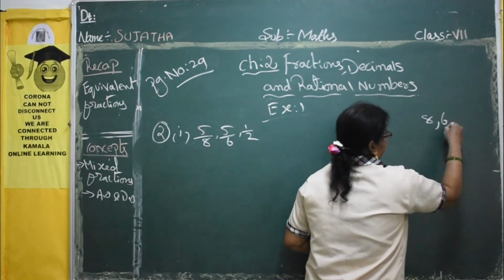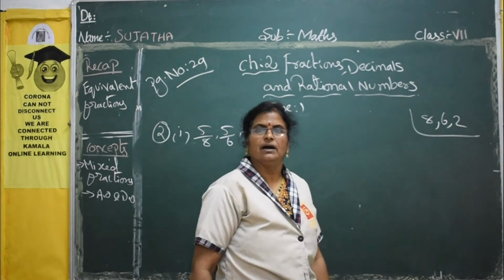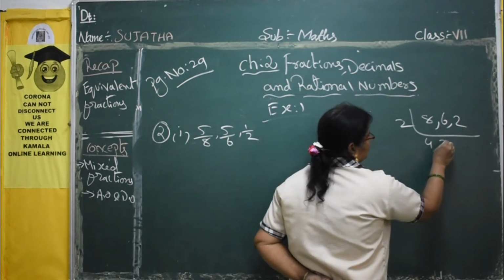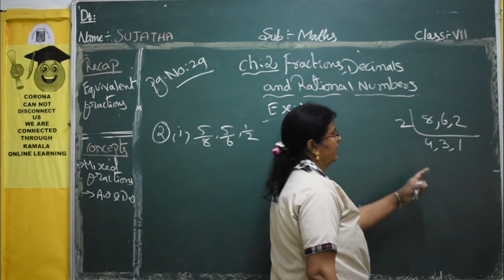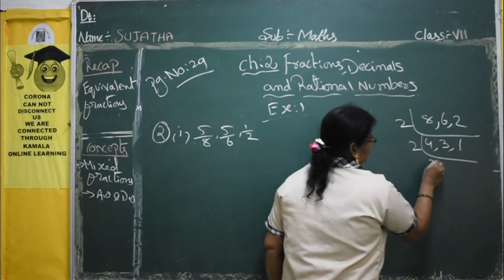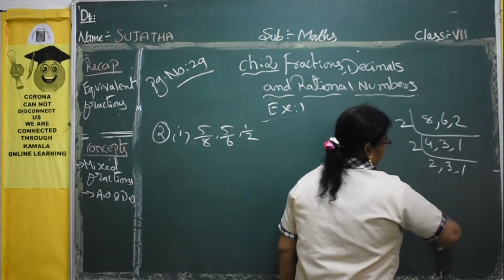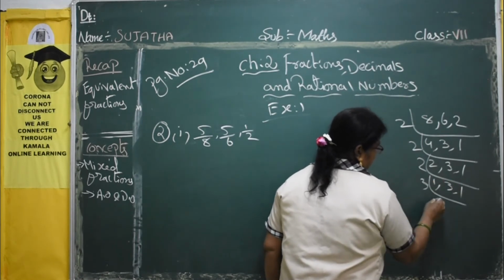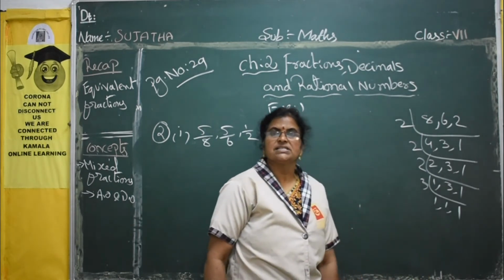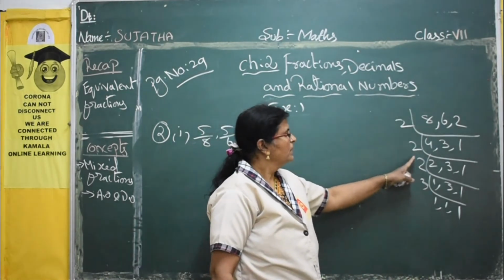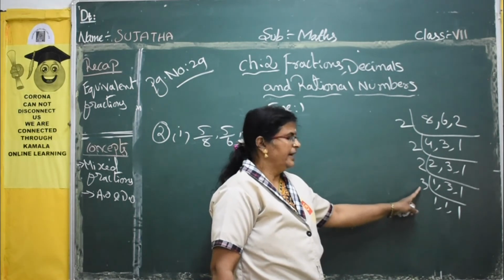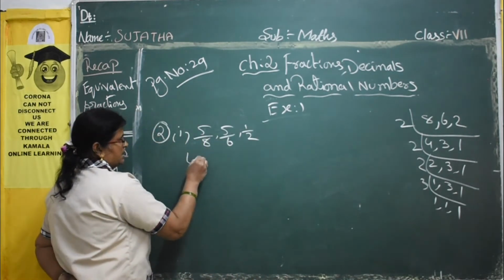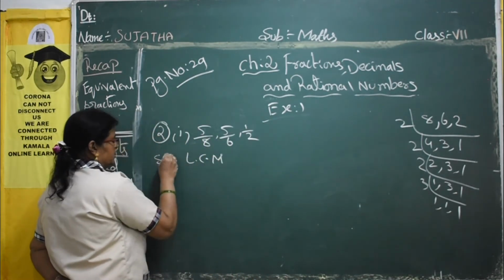So for 8, 6 and 2 you can take the LCM in the left column. What is the common table for these three? 2. 2 4s are 8, 2 3s are 6, 2 1s are 2. Again 2 table: 2 2s are 4, 3, 1. Again 2 table: 1, 3, 1. Again 3 table: 1, 1, 1. So what is the LCM? 2 2s are 4, 4 2s are 8, 8 3s are 24. 24 is the LCM.